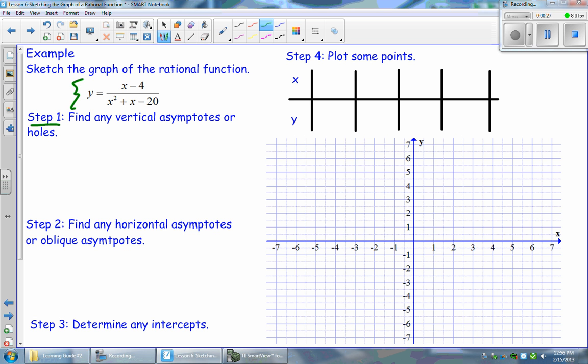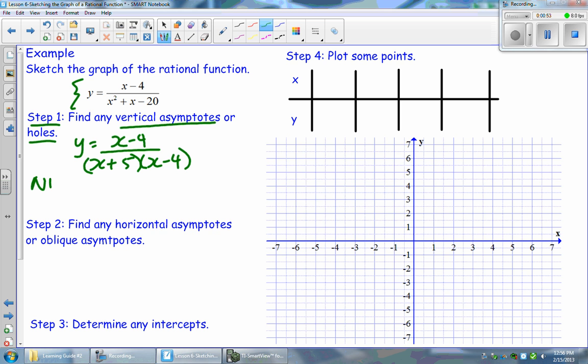The first step wants you to find all the vertical asymptotes or the holes of this function. So the first thing you want to do here is factor this rational function. In factored form, we have x minus 4 over, we have a quadratic on the bottom. If we factor it correctly, we get x plus 5 times x minus 4. So there you go. There is our factored form.